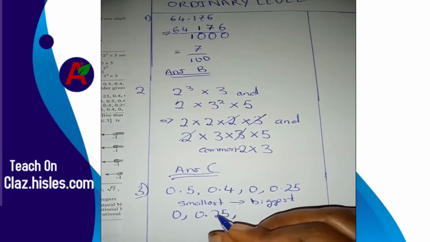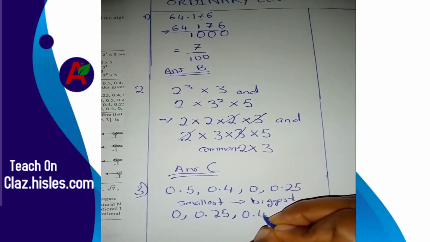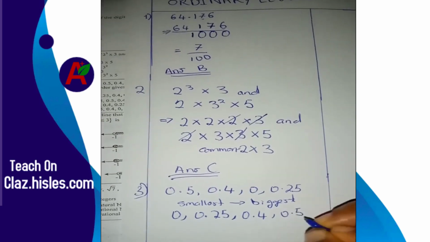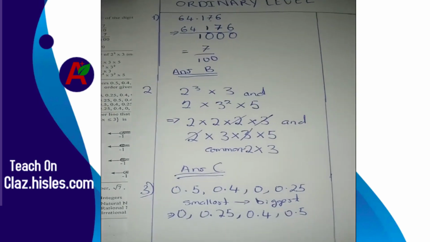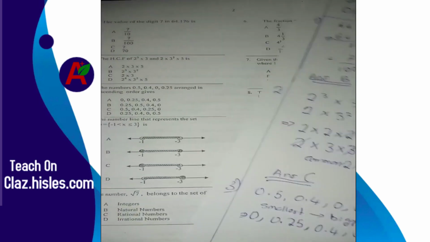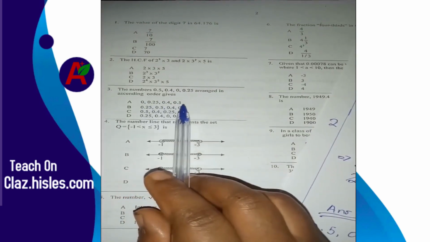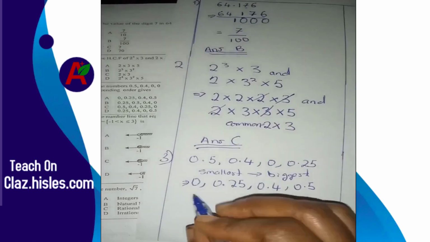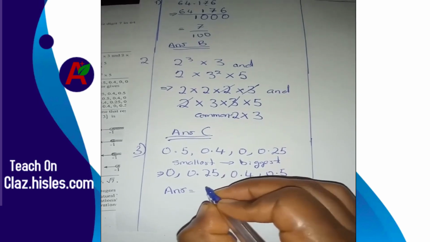And then after 0.25, what's next? We have 0.4, and after 0.4, we have 0.5. So this is the ascending order in which we have arranged our values, and we have this in our answer. Among the answers, we have 0, 0.25, 0.4, 0.5. So the answer for number 3 is A.